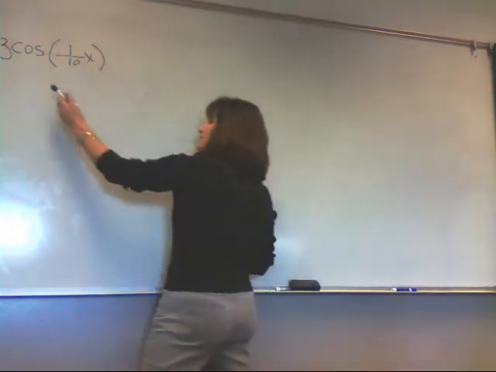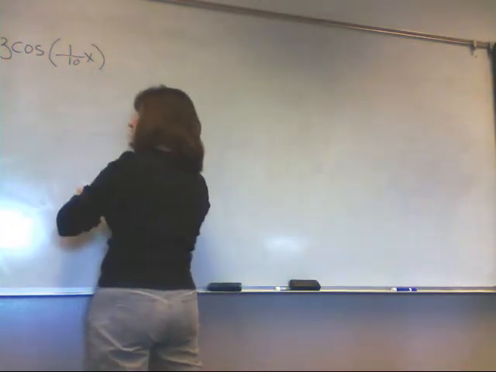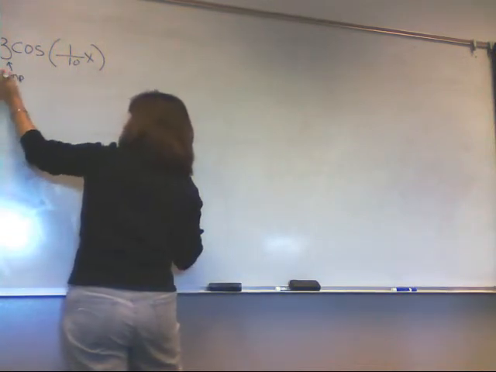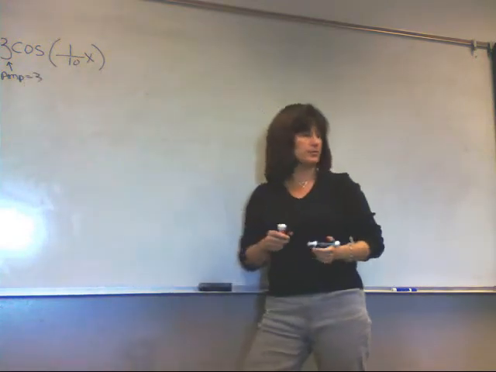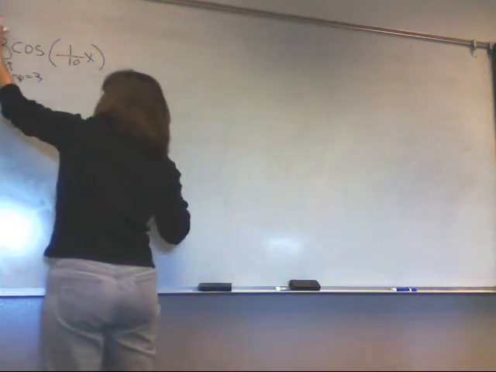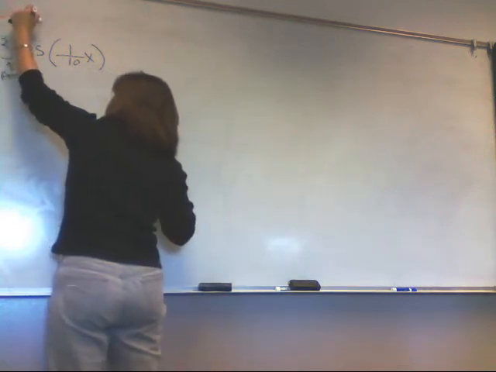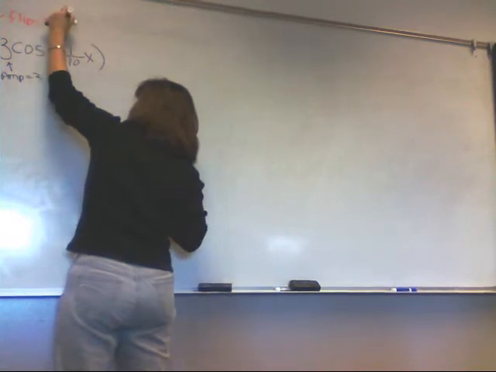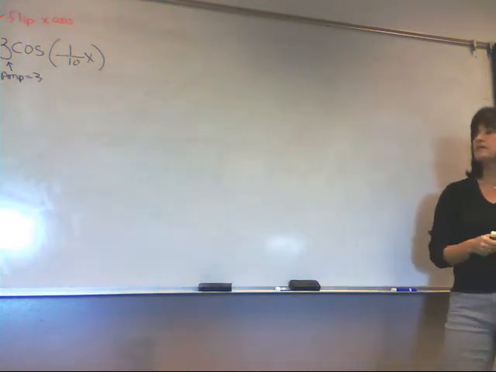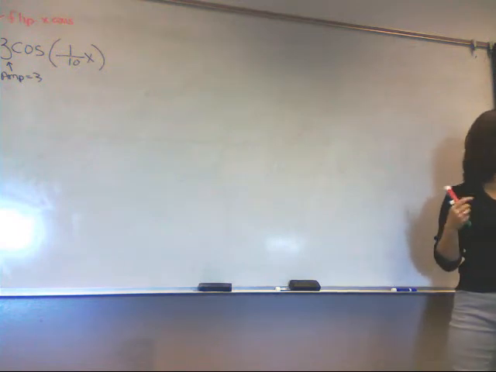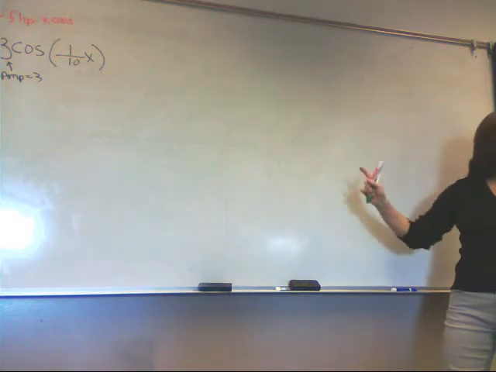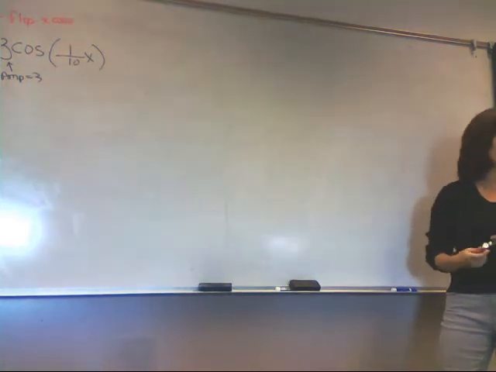All right, what does the 3 do? Changes the amplitude. So the amplitude is 3. That's easy to take care of, right? That just tells you how high up and down it goes. What does the minus out in front do? Yep, it flips across the x-axis. It's a reflection across the x-axis. Now, most students know that, but oftentimes we'll write it there and then we'll forget to do it at the end. So that's why I wrote it in red.